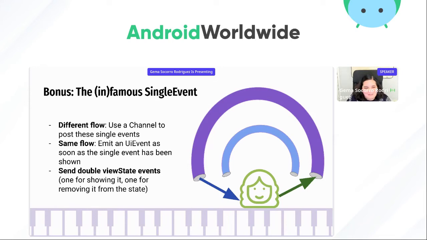And then another approach that I have seen is to send double view state events. So when I send a view state saying show the toast, it is shown, and at the same time another one removes it from the state. Every one of them has its cons and its pros, but yeah, I haven't found any solution where I say this is the one.